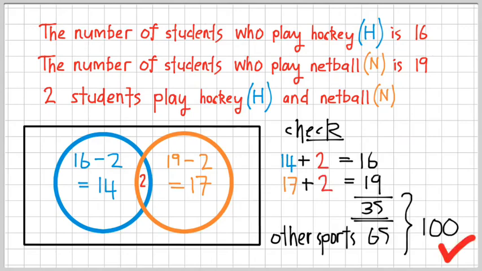So as a little check here, here is some working that I've put down. Now remember, I've added the 2 back to both the students who just play hockey and the students who just play netball. When I total that up, I get 35. And remember, there's 65 students who play other sports. So we add the 35 and 65 together, we come back to our 100. So that's just a little check for you guys, so you know that every single student is accounted for.